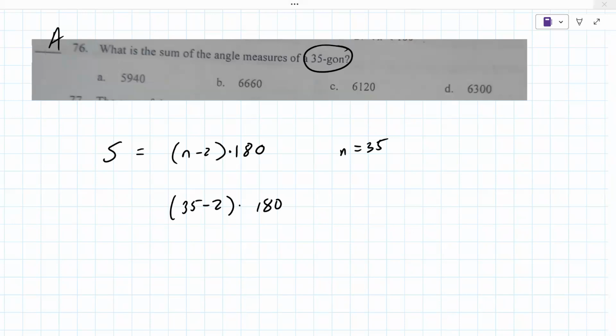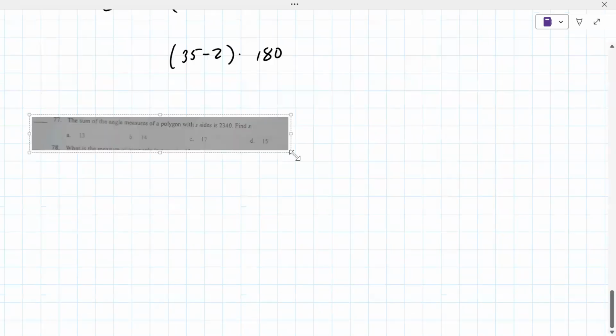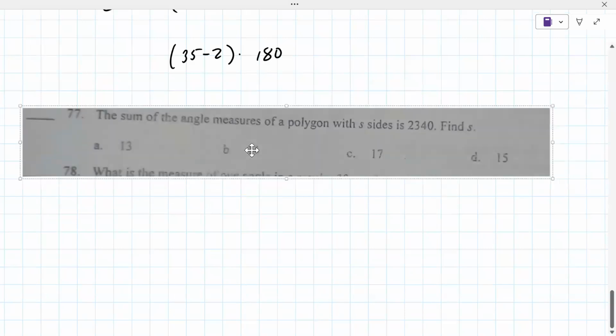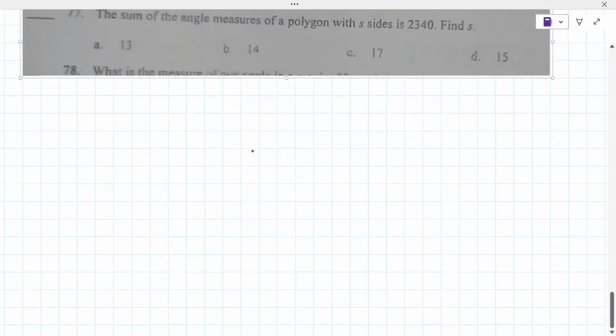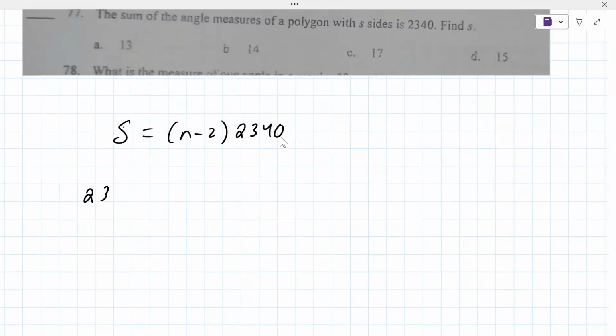77 here is going backwards. One's forward, one's backwards. So the formula here is that the sum is n minus 2 times 180, and the sum is 2,340. Sorry, 180, not 2,000. The sum is 2340.